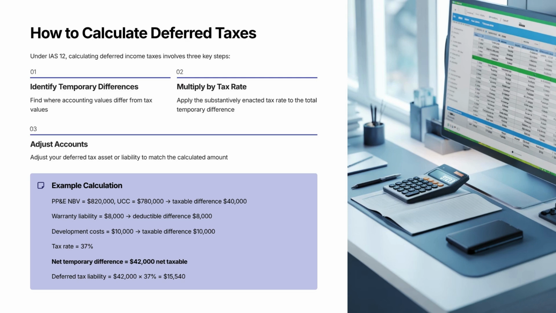Let's put some numbers to that. Say a company has taxable differences of $50,000, maybe from PP&E, and some development costs. They also have a deductible difference of $8,000 from their warranty. First, we net them out. So 50,000 minus 8,000 gives us a net taxable difference of $42,000. Now we just apply the tax rate, which we'll say is 37%. And there it is. $42,000 times 37% gives us our magic number, $15,540. That's the target balance we need for our deferred tax liability account at the end of the year.